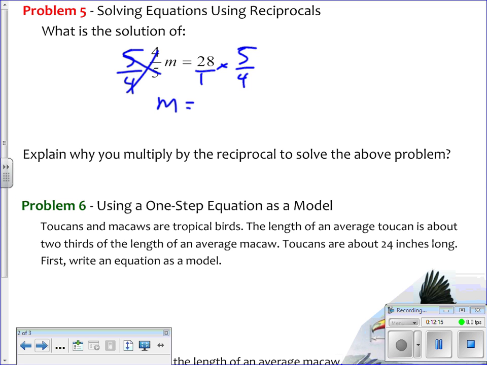When you're multiplying fractions, you can cross cancel. 4 goes into 4 once. 4 goes into 28 7 times. 7 times 5 is 35. That's my answer.